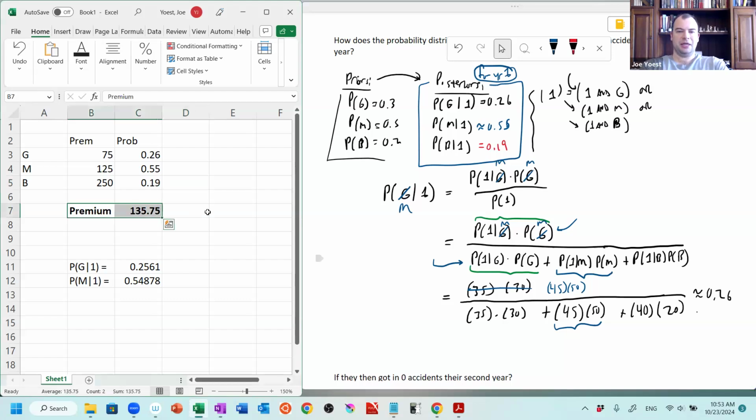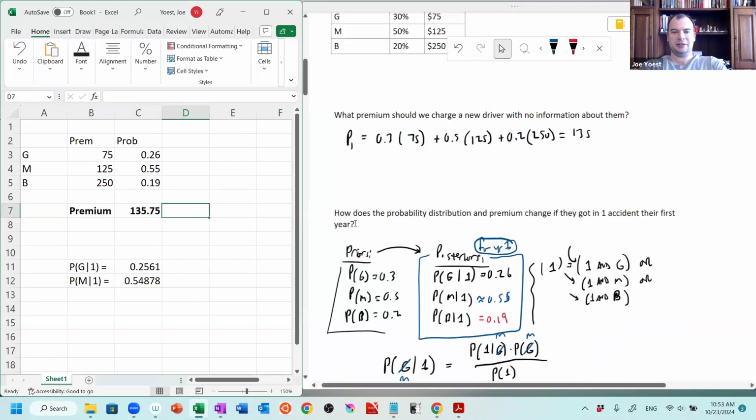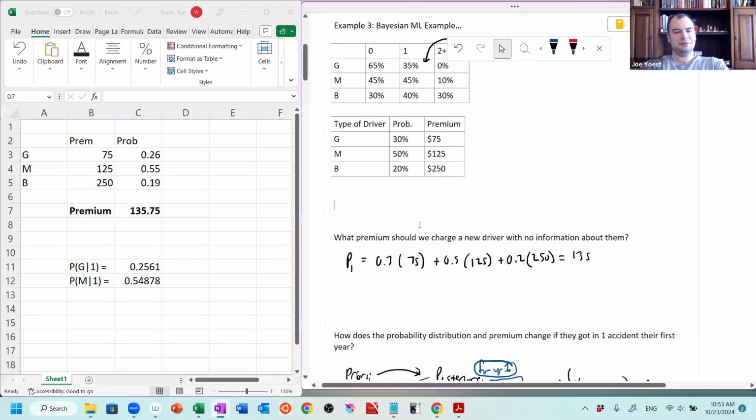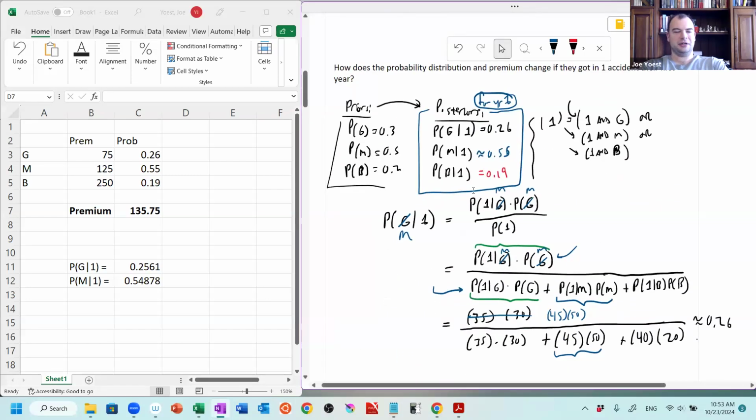We actually see their premium stayed pretty much the same, right? So they're paying something that's a little more like the moderate driver and a little more like the bad driver and a little less like the good driver, but their premium didn't change very much. So the probabilities changed around a little bit, but premium didn't change. So going into year 2, they would pay 135.75. This is probably per month, right? So per month for their car insurance.